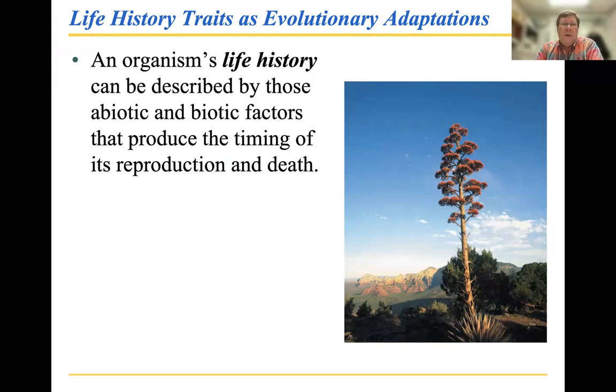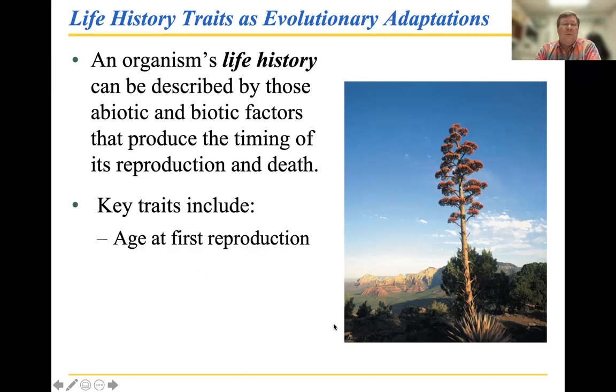And so what we're trying to figure out here is what is the timing, the optimal timing, or perhaps the strategy for timing of reproduction. And then, of course, once reproduction is accomplished, then the organism could die. And so just taking a look at the key traits that this might include, we have, first of all, how old is the organism when it first can reproduce? And perhaps, is it a good idea to reproduce that early?